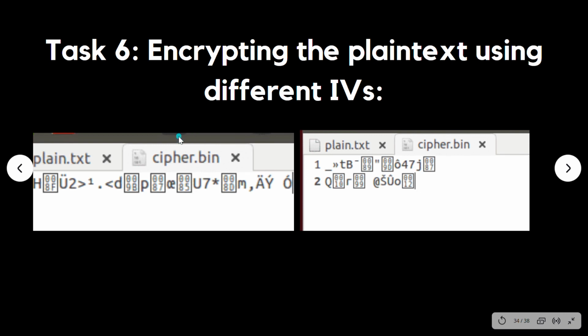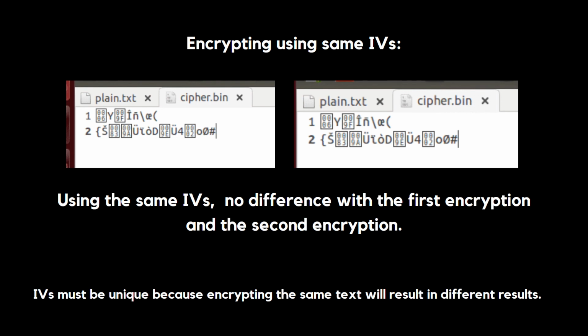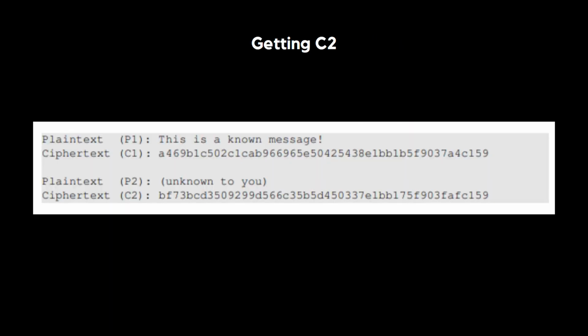Alright, I forgot to include this part, sorry. But this is task 6, encrypting the plain text using different IVs. So as you can see, there are two plain texts that we use, with different IVs. They're not the same. And when we encrypted them using the same IVs, there's no difference between the first encryption and the second encryption. So that means the IVs must be unique, because otherwise encrypting the same text will not give you different results.